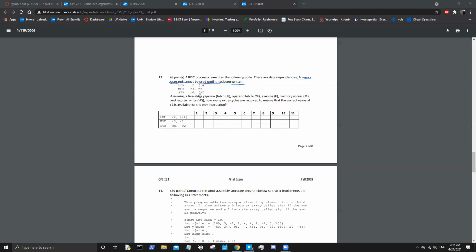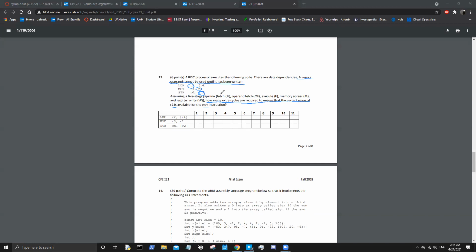And the question that we're being asked to do, assuming a 5-stage pipeline, how many cycles extra are required to ensure that the correct value of R2 is available for the move instruction in this portion? So let's pick our dependencies. Well, we have no dependencies for R4. Our dependencies are R2 for the load, which takes R4 and shoves it into R2. Move requires R2 to take R2 and shove into R3, and store requires R2 to take R6 and put it into the location pointed to by R2. So depending on the order of operations here, we have dependencies of R2 and only R2.